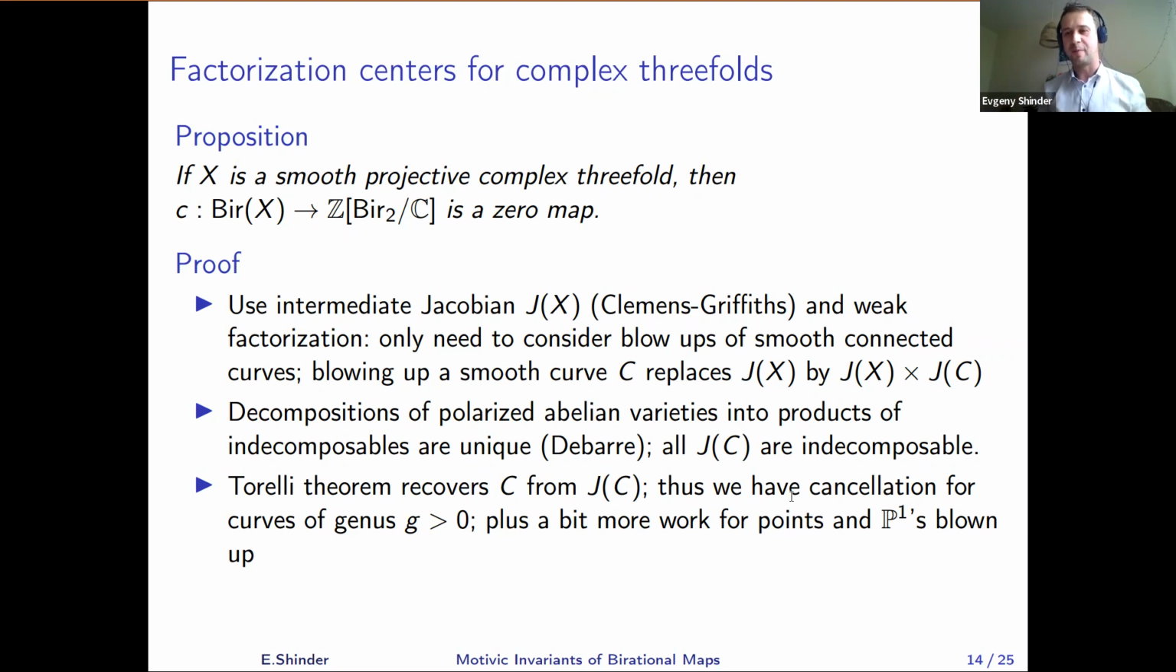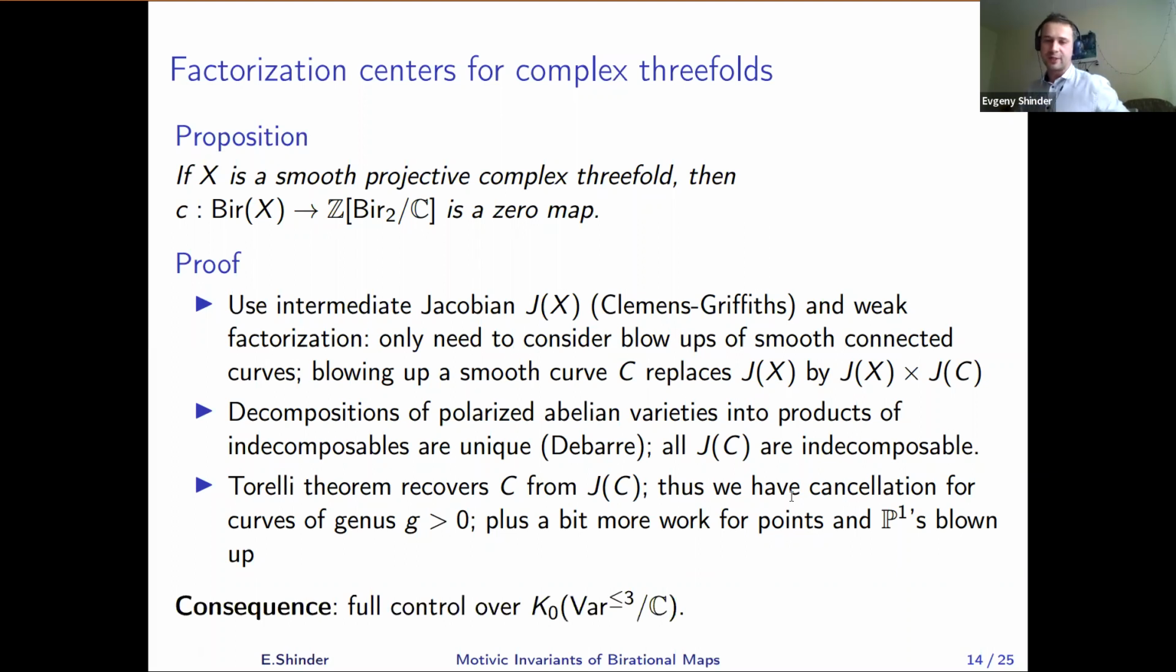And specifically from X to itself, there will be no difference in the centers you blow up and the centers you contract. As a consequence, similarly to the previous slide, we have full control over K0 of varieties of dimension up to 3 over complex numbers. There's a natural filtration, it's a torsion-free thing, and the quotients of the filtration are birational types.